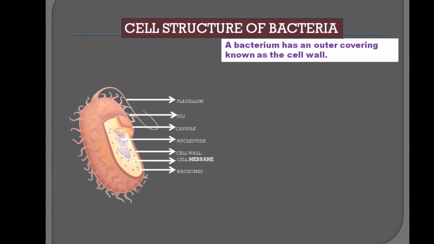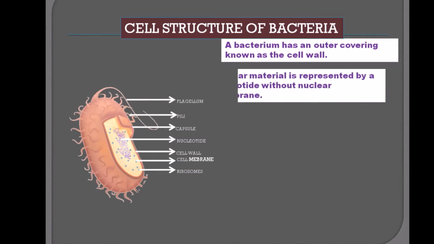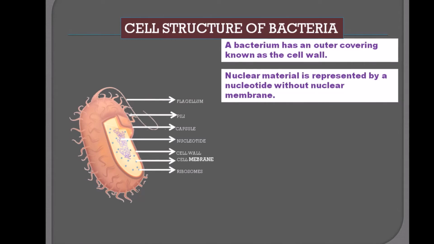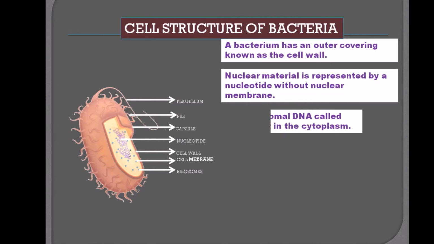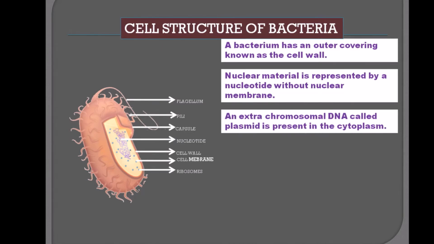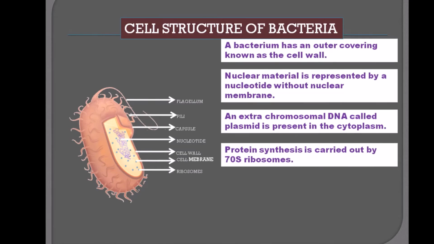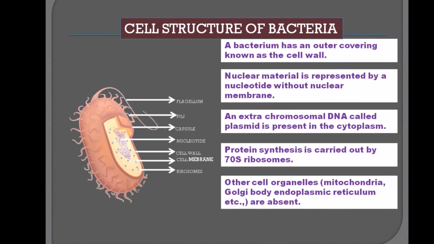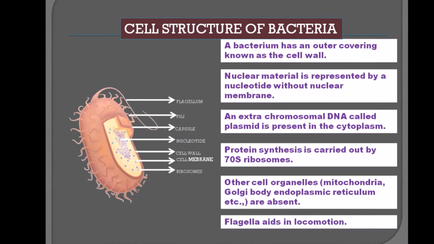Bacterium has an outer covering which is known as a cell wall. The nuclear material is represented by a nucleotide without a nuclear membrane. Extrachromosomal DNA called plasmid is present in the cytoplasm. Protein synthesis is carried out by 70S ribosomes. Other cell organelles like mitochondria, Golgi bodies, and endoplasmic reticulum are all absent here. Flagella aid in locomotion.